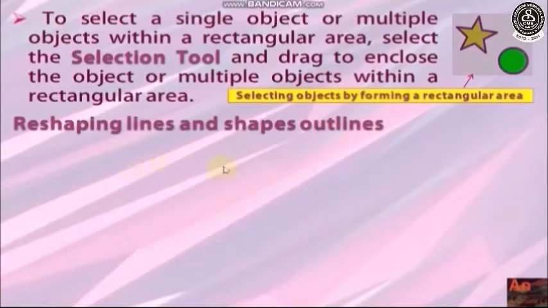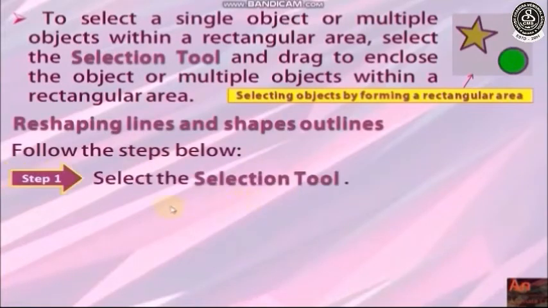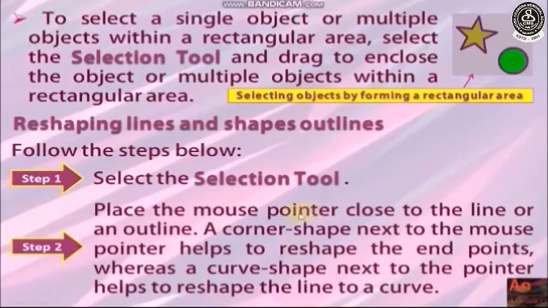Reshaping lines and shapes outlines. Follow the steps below. Step 1, select the selection tool. Place the mouse pointer close to the line or an outline. A corner shape next to the mouse pointer helps to reshape the endpoints, whereas a curve shape next to the pointer helps to reshape the line to a curve. So two ways are there.